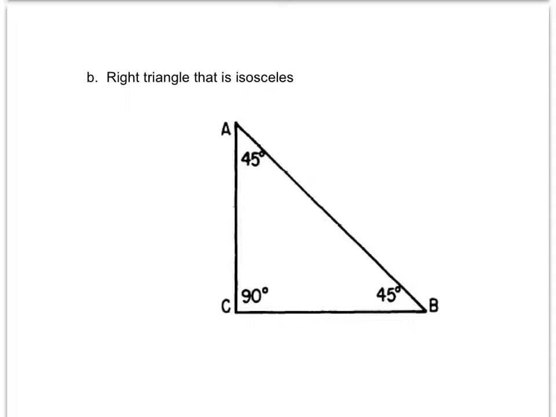Here we have drawn a right triangle that is isosceles. It's a right triangle because it does have one right angle. It's isosceles because at least 2 of its sides are of equal length, although the third side is not of equal length.